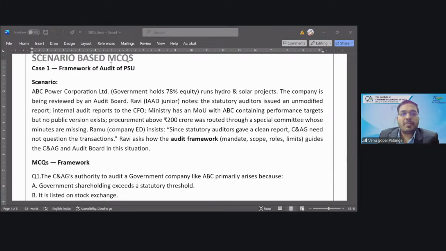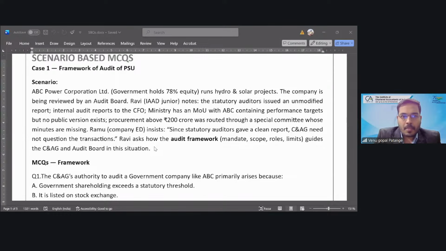Yes, Ayush, please. Yes, sir. So this is case one, framework of audit of PSU. The scenario is ABC Power Corporation Limited. Sir, am I audible or not? Am I audible, sir? Yeah, yeah, perfectly audible. Yeah. Yes, Ayush, you are audible. Okay. Yes, sir. So ABC Power Corporation Limited, where government holds 78% equity, runs hydro and solar projects.